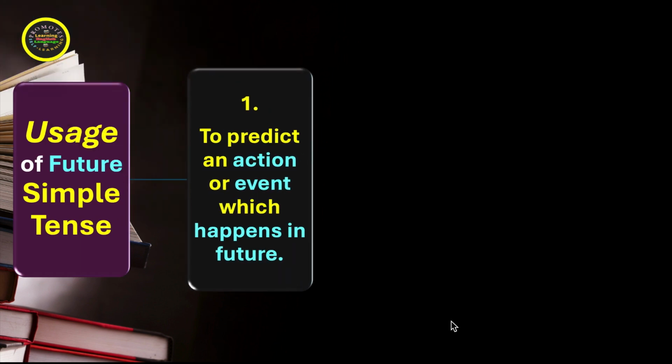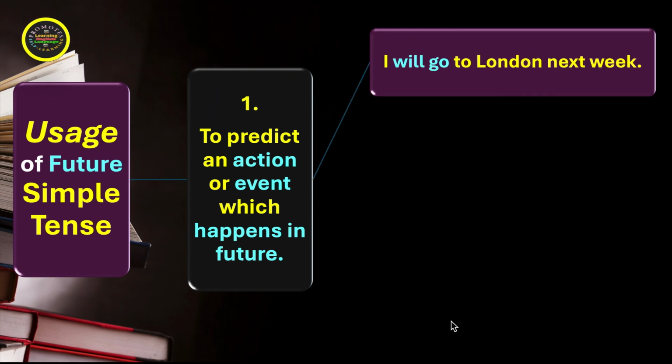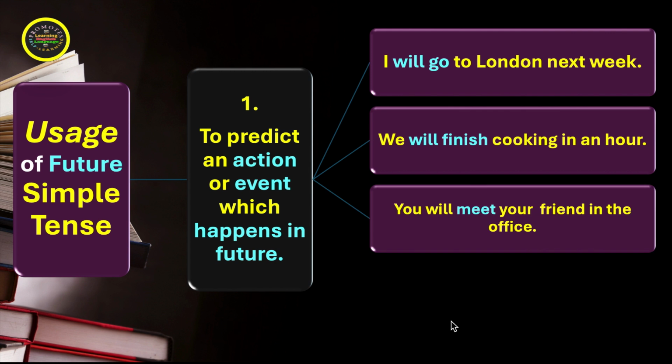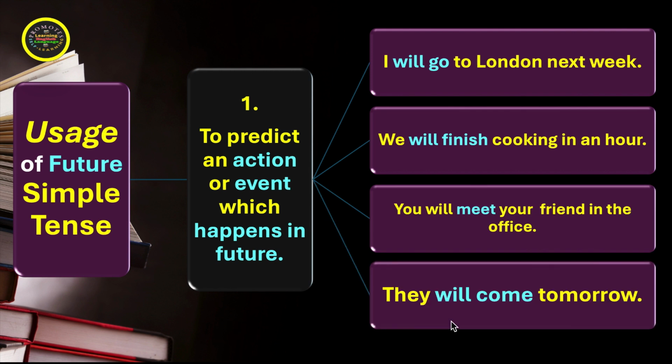Now we move on to the usage of future simple tense. The first point is to predict an action or event which happens in the future. It simply states an action that will happen or occur in the future. How? See the examples. I will go to London next week. We will finish cooking in an hour. You will meet your friend in the office. They will come tomorrow.